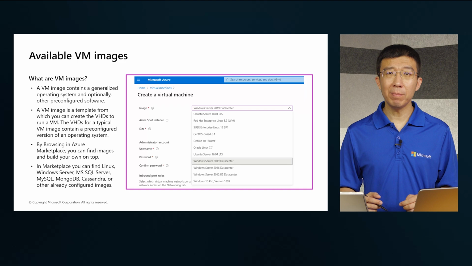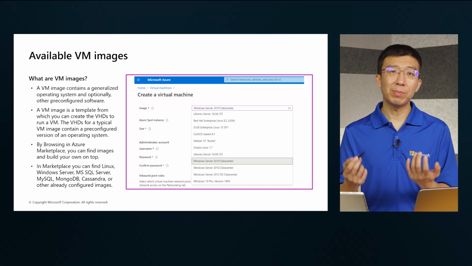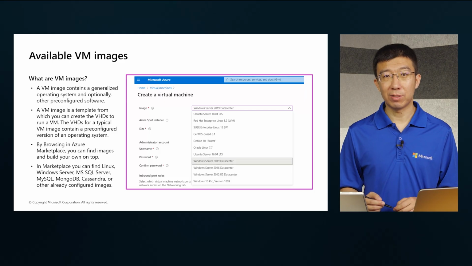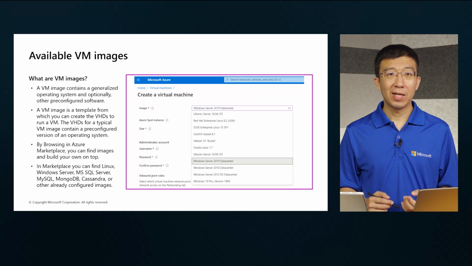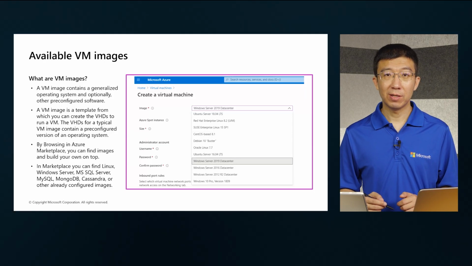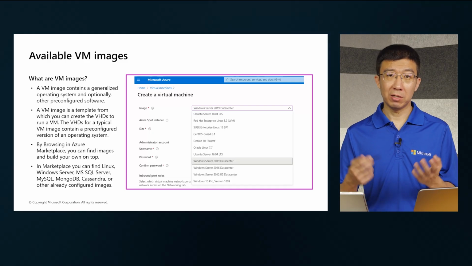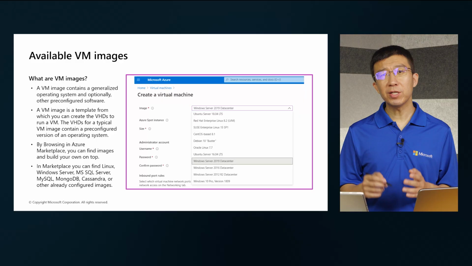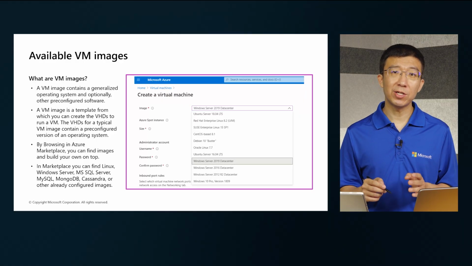VM images are templates containing a generalized operating system and optional pre-configured software. You can find the images in the Azure Marketplace or build your own. Available images include Linux, Windows Server, SQL Server, MySQL, MongoDB, Cassandra, and more. Using VM images helps you quickly deploy VMs with the configurations you need.